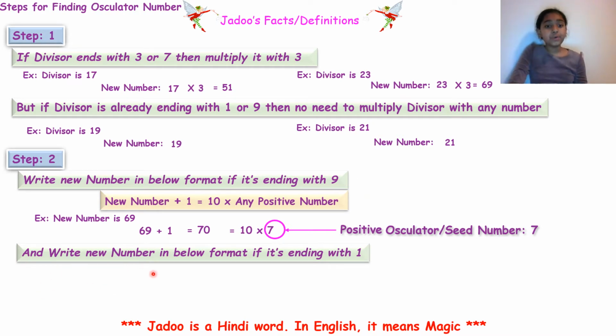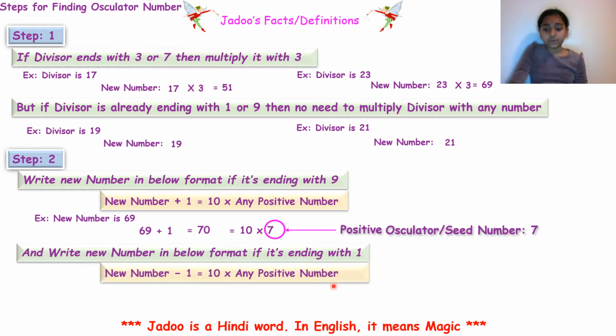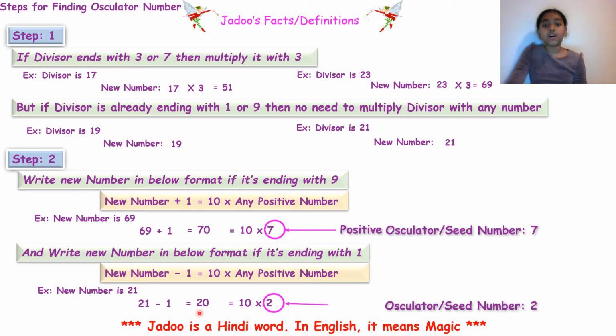And write the new number in the below format if it's ending with 1. So new number minus 1 is equal to 10 times any positive number. For example, the new number is 21. So we write 21 minus 1 is equal to 20. So we can write 10 times 2. So 2 is our oscillator or seed number. But because of the minus sign, this is a negative oscillator.